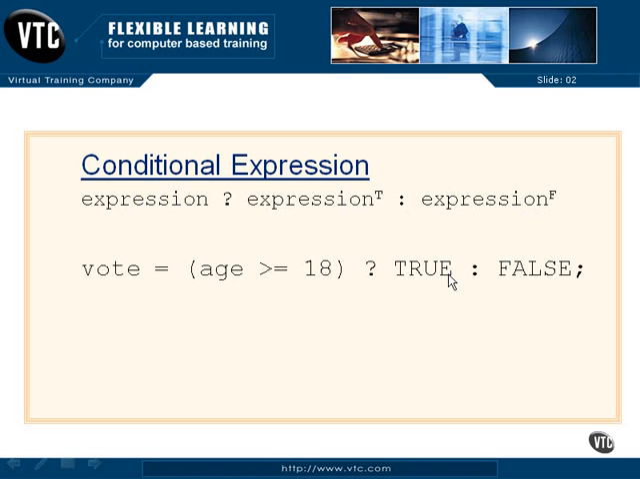So here's an example down here. Here's our assignment that we're going to do. This is not really part of the conditional expression, vote equals. That's just an assignment when we're done. Here's our little test, this part right here, the expression, age is greater than or equal to 18. So we're checking this person's age, and our voting laws here, you have to be 18 or over to vote. So we're looking to see if our age is greater than or equal to 18.